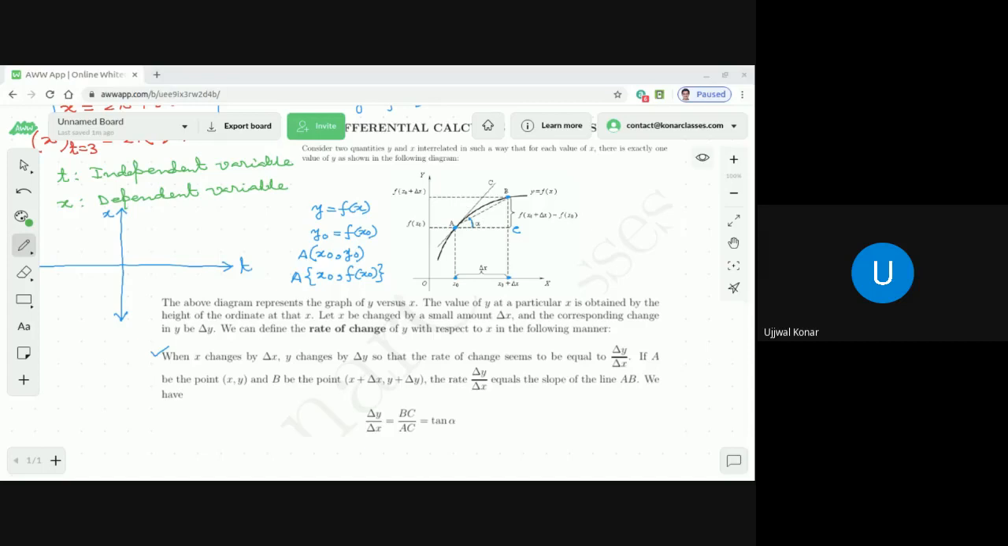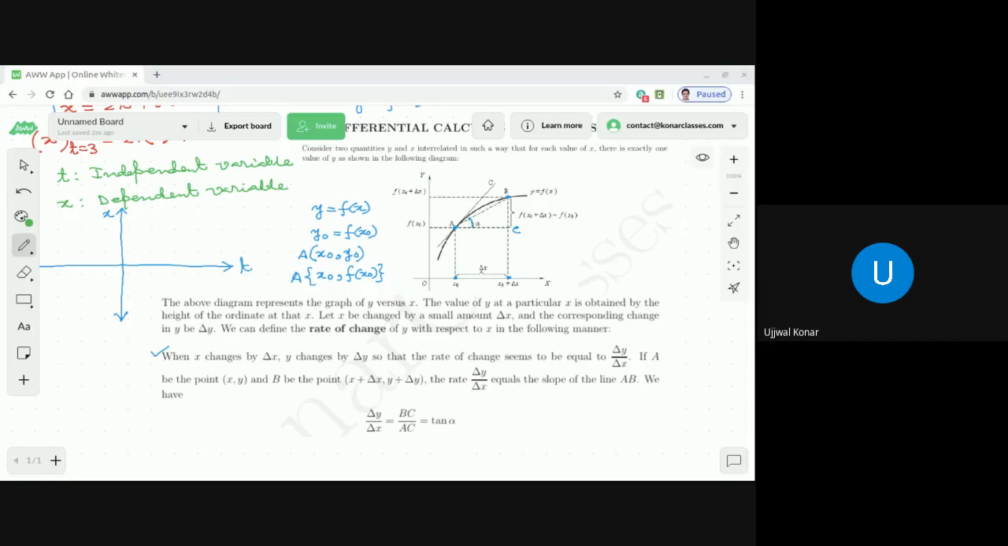So I repeat the statement. Thus, the slope of the tangent at A gives the rate of change of y with respect to x, and that we denote as dy/dx. Correct or not? So that is how we define dy/dx. You will see. Let me show you this.